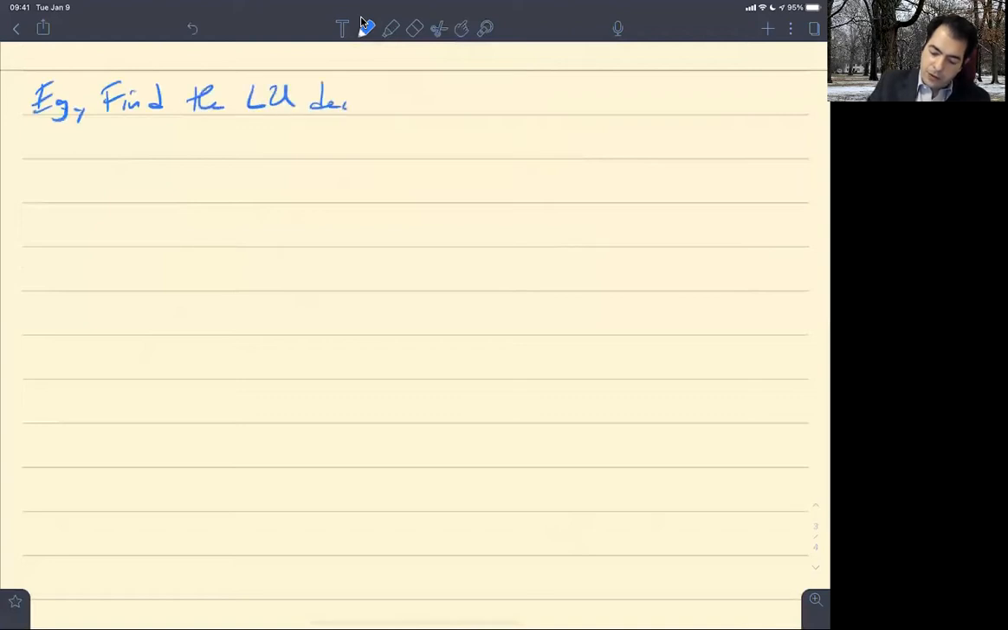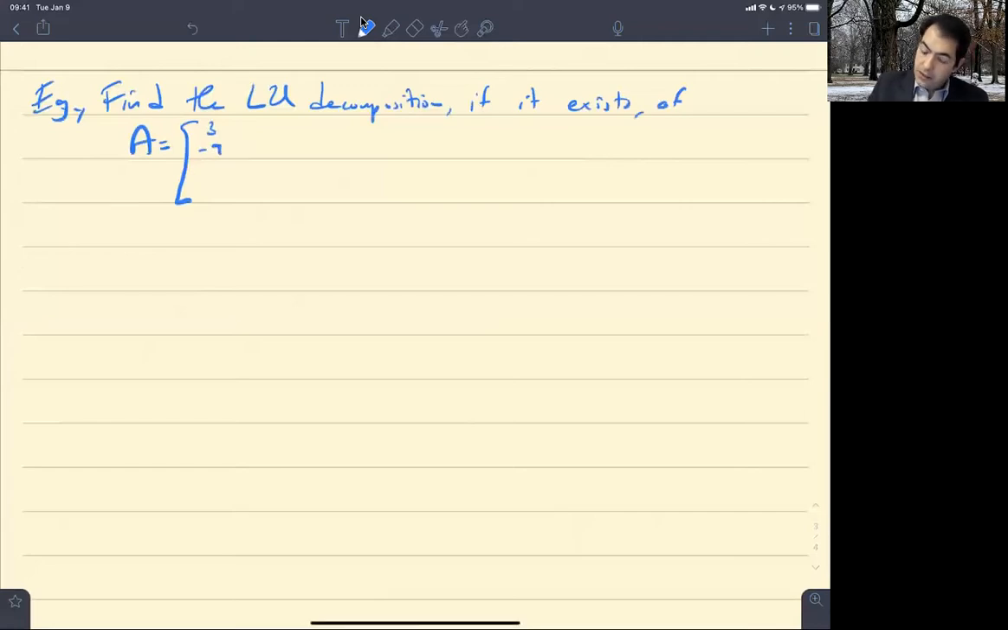Find the LU decomposition, if it exists, of the matrix A: 3, minus 9, 15, 3, 1, minus 1, 9, 9, minus 5, 14, minus 23, minus 9, 2, minus 5, 12, 7, 0, minus 1, 2, 1. Okay, great. So we know what to do.